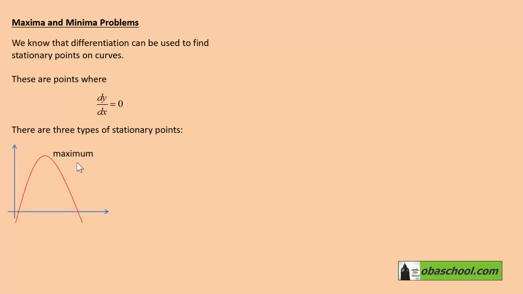This is known as a maximum, or more properly, as a local maximum, because the curve may come around and go up above the maximum point, but it's the maximum in this region, hence local maximum. Then we have the local minimum.